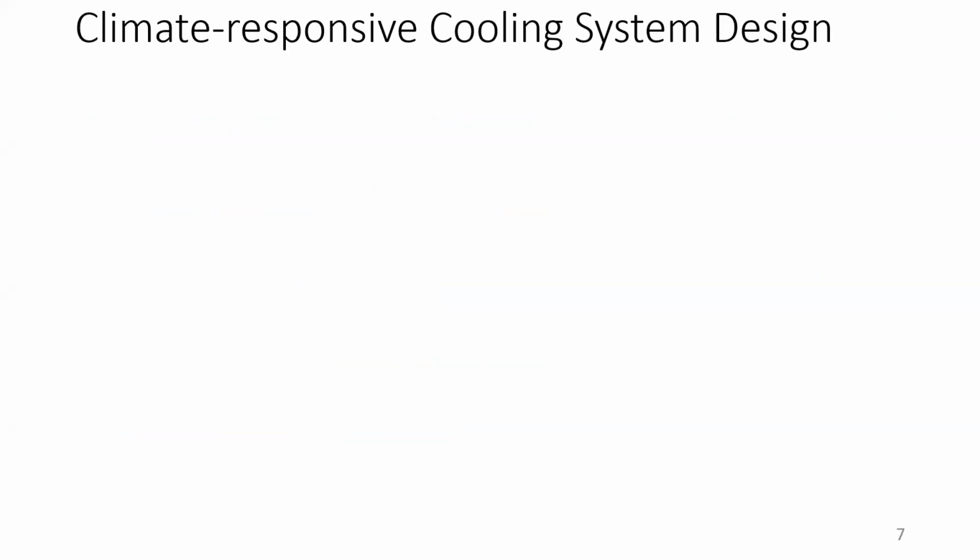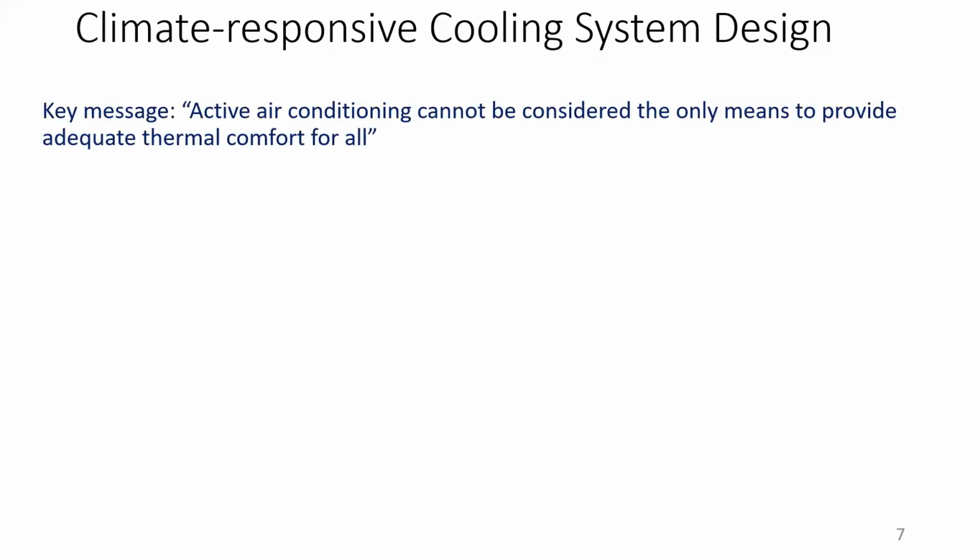Now let's look at climate responsive cooling system design. So if you have done what we discussed in the previous slide, that is controlled the solar heat gains, provided good thermal inertia, integrated passive design features, then the building already requires much less intervention from active cooling systems. So here the first thing to note is that active air conditioning cannot be considered as the only means to provide adequate thermal comfort for all.